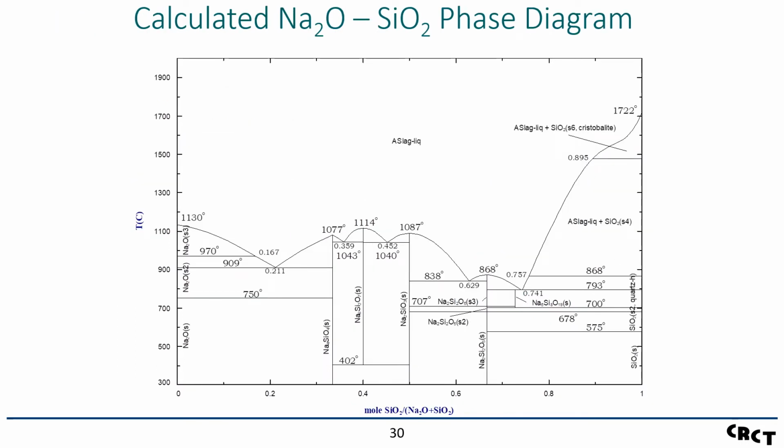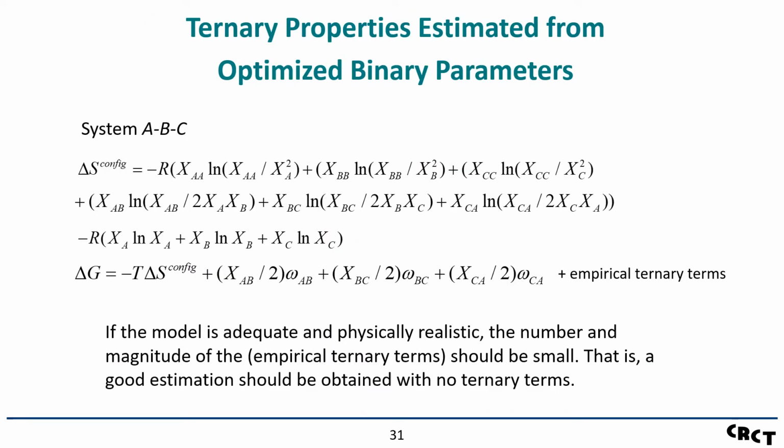Here's the same thing for the sodium silica phase diagram. Again, with 4 or 5 adjustable parameters, we managed to reproduce all the features of the diagram plus all the other experimental data, and we've done this for many other systems. Now we can estimate the ternary properties from the optimized binary parameters.